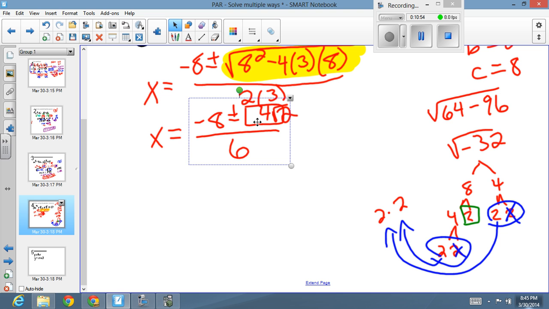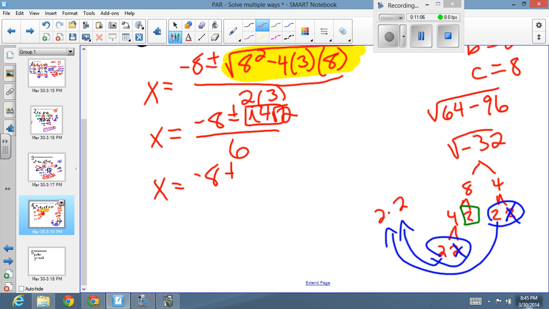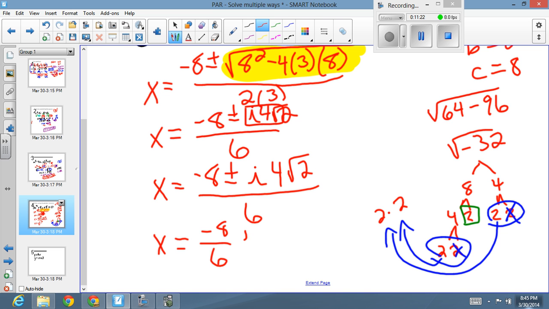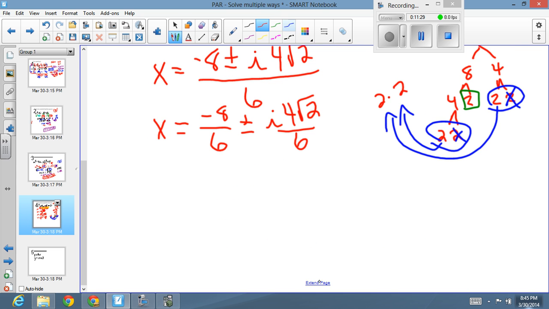Oh man, let me cut that box out. Drew the box too small. So this is x equals negative 8 plus or minus i times 4 radical 2 all over 6. At this point, your best bet is to take and split each part. Put each part over that denominator, because that's going to help you to reduce this better.